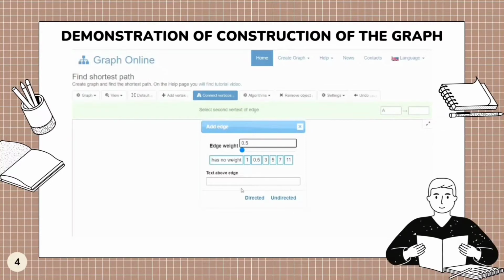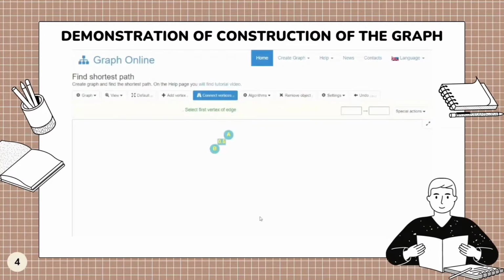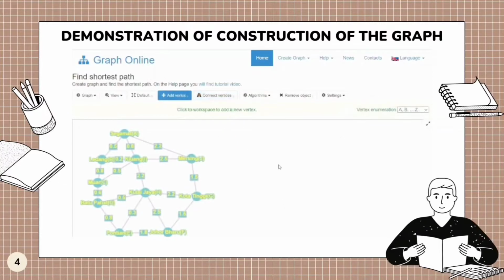For this graph, we are making an undirected graph. So we will continue to do the same thing until we get the full graph that we are making, which is like this. So this is the final look of our graph.